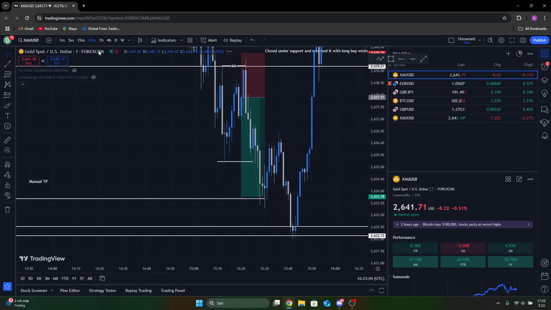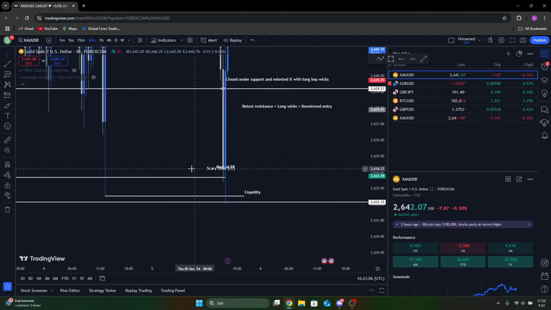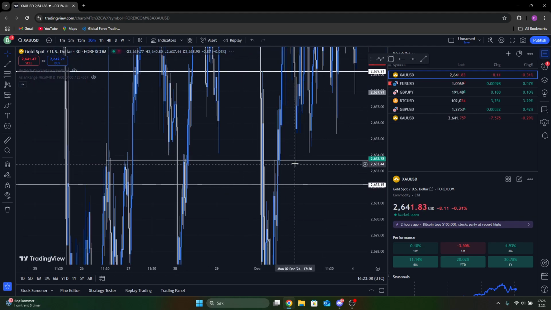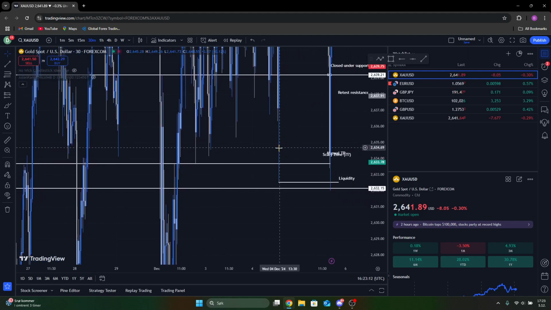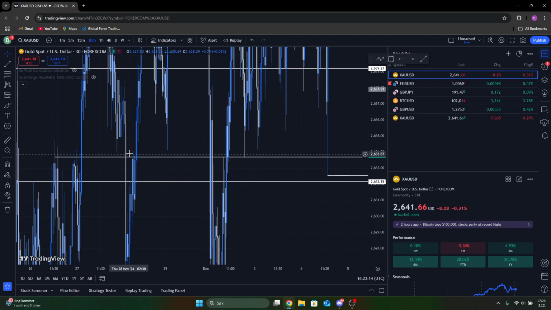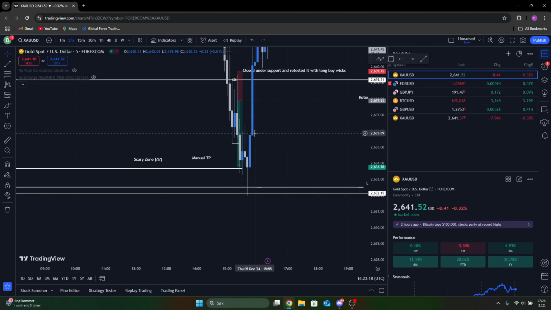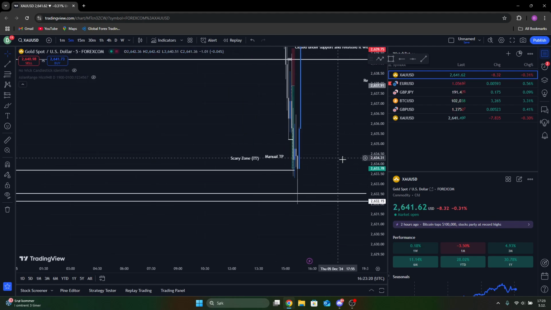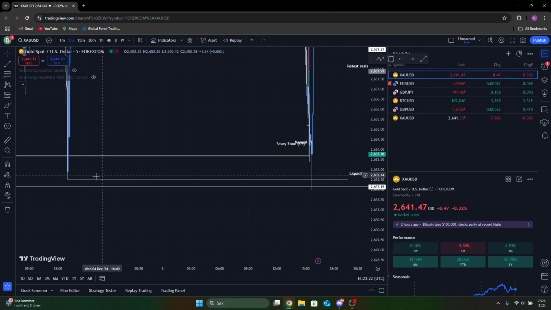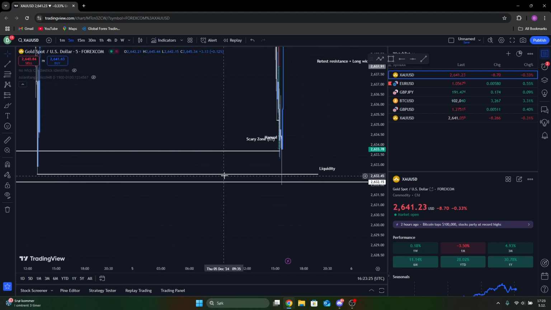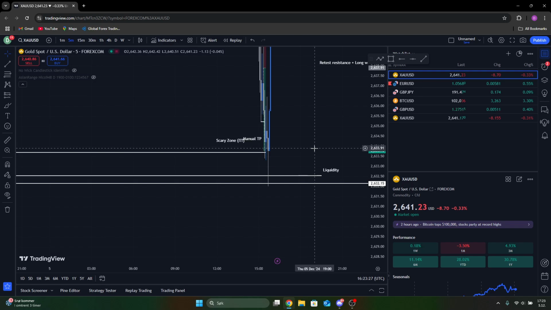What I see happening though is, as you can see, I marked out scary zone, and that's because we tap, and we basically tap, and price just reverses. So I call this a scary zone, even though it really isn't. My official TP was here. That will be a 3 RR almost, 299 probably.